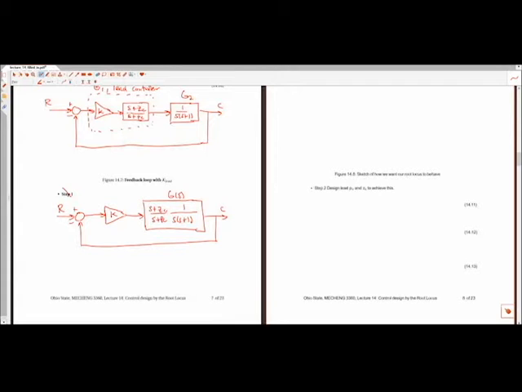All right, so step 1. For design, choose closed loop poles such that design criteria are satisfied.